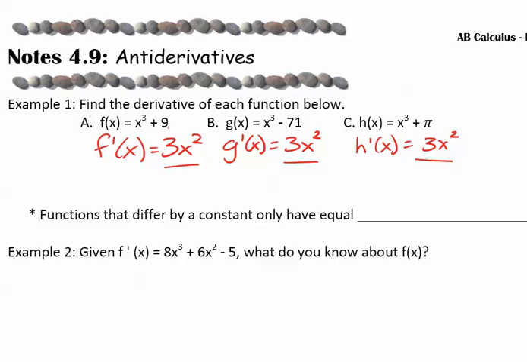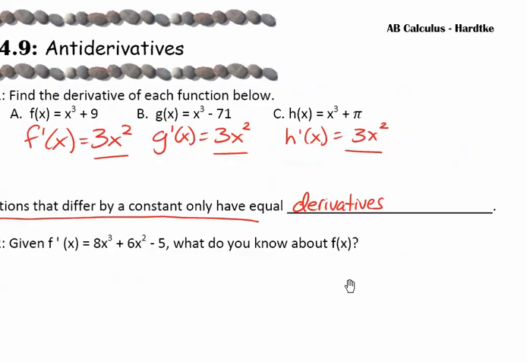So why would that be true? Well, because these were really functions that had the same variable terms. They only differed by a constant. So we say that functions that differ only by a constant have equal derivatives. So that's an important idea. All right, let's take a look at this graphically.